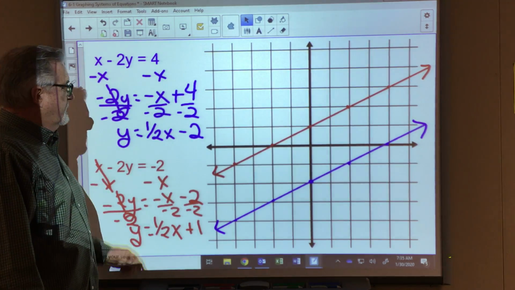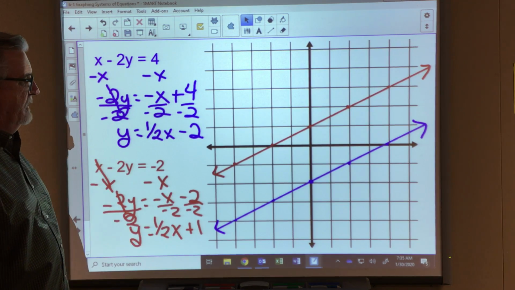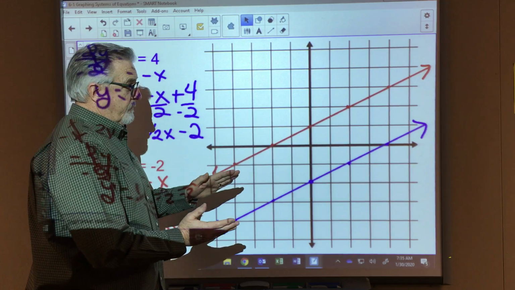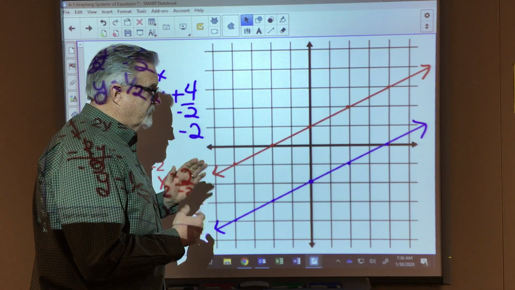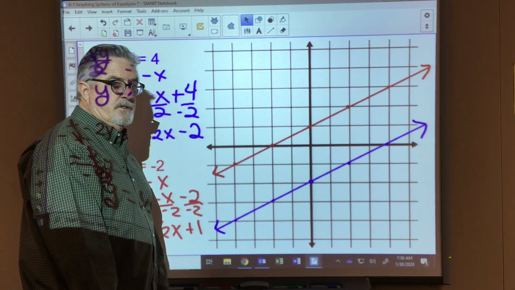So we've got our two lines there. They have the exact same slope, 1/2 and 1/2. They have different y-intercepts. So in this case, there is no solution, and this would be considered inconsistent.